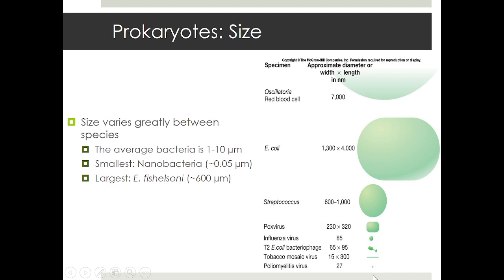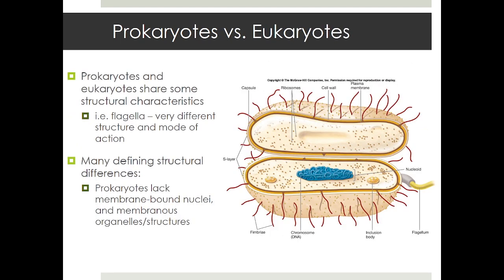We did talk about how scanning electron microscopy is required in order to view viruses. We cannot see them with compound light microscopy. Prokaryotic and eukaryotic cells do share some structural characteristics. All cells have a cytoplasm, all cells have a cell membrane that's comprised of phospholipids, and all cells contain some form of DNA as their genetic material. They also all have ribosomes, but apart from that, there's not really a lot of similarities beyond.